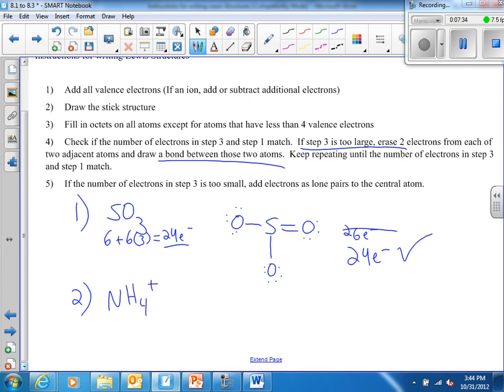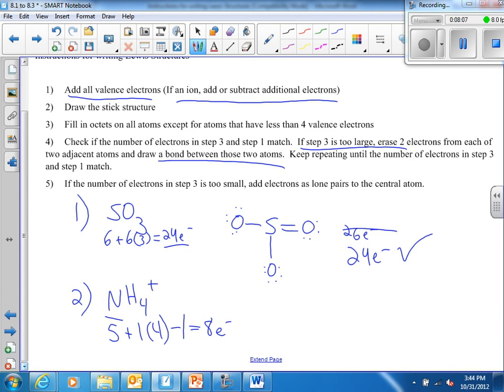I have an ion this time. So with ions, we're still going to add all the valence electrons. If it's an ion, we add or subtract additional electrons. Nitrogen has 5 valence electrons. Hydrogens have 1 valence electron times 4 hydrogens. Now if I have a positive charge, should I gain or lose electrons? Hopefully you realize we lost 1 electron. So we need 8 electrons.